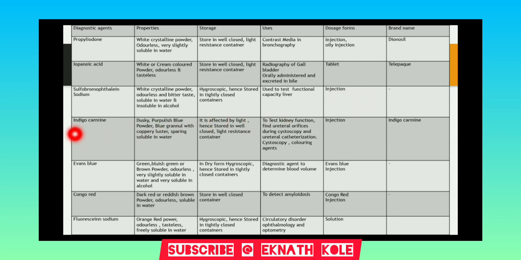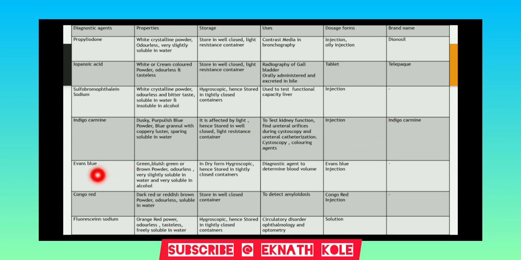Then let's see another one, indigo carmine. You can see the property: it is a dusky purplish blue powder, blue granules with a coppery luster, and sparingly soluble in water. This indigo carmine is affected by light, hence you have to store it in a well closed, light resistant container. It is available in injection form and the famous brand name is Indigo Carmine.